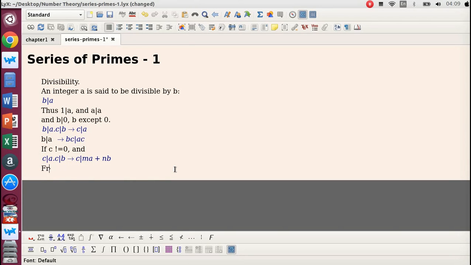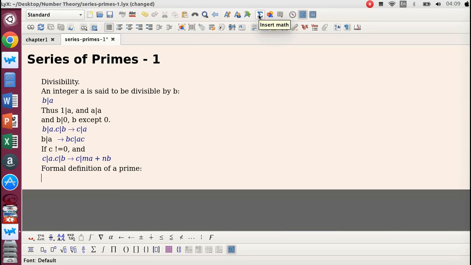Anyway, let's just see the formal definition of a prime, and then we'll start getting a sense of what we're talking about. So first of all, formal definition of a prime. Let's just talk about integers. Non-negative integers are divided into 3 categories: composites, and of course primes, and of course the unit 1. So 1 is not a composite, and it's not a prime.